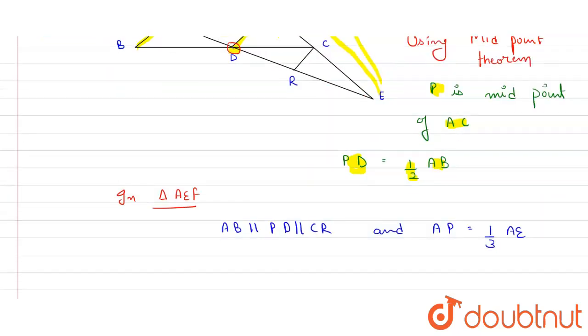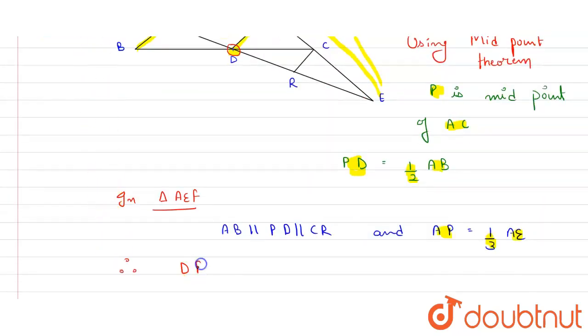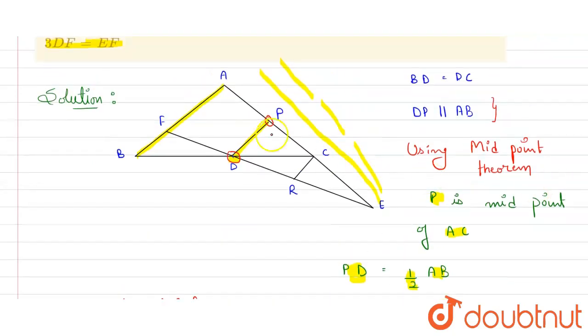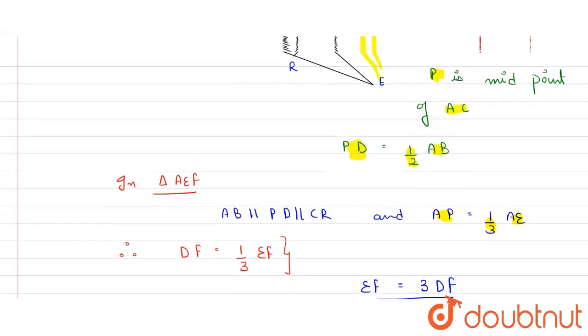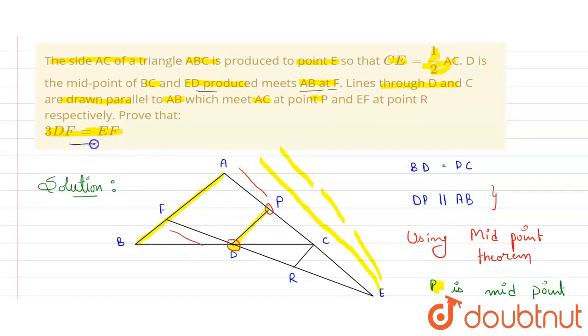So let's write it here: therefore DF will also be equal to 1 by 3 of EF. Like here AP was 1 by 3 of AE, this segment was 1 by 3rd of this whole line. Similarly FD, this segment, will also be 1 by 3rd of this whole line. So from here I can conclude that EF will be equal to thrice of DF. And look, this is what we have to prove, that EF is equal to thrice of DF.